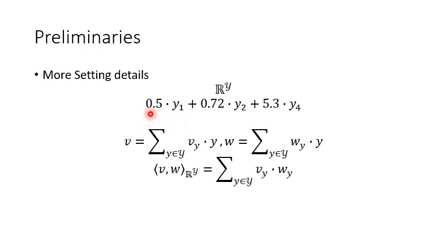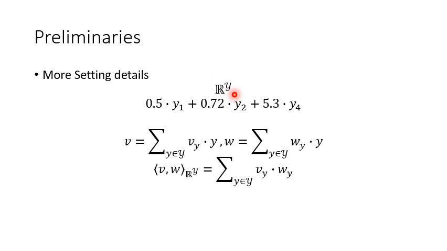So we just write this sum and call it a formal linear combination, and then we can treat this as a vector defined by the coefficients of the elements. So here the vector will be 1/2. This will be the first element, then the second element will be 0.72, and then 5.3, and then these vectors define a vector space that we will denote by R superscript Y.